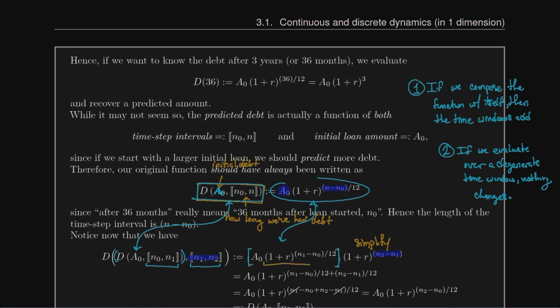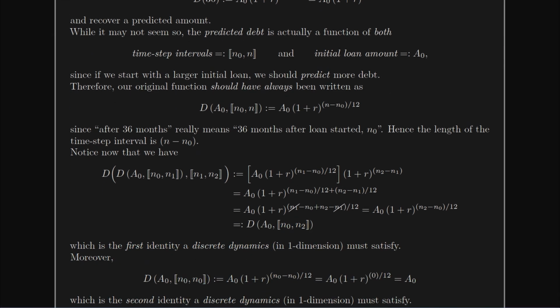Well, I've got my 1 plus R terms, and both 1 plus R terms are exponentials of the same base, so I can add their exponents, and what we see is we have a positive n1 over 12 and we have a negative n1 over 12. Those two n1s are going to cancel. What we're going to be left with is n2 minus n0 over 12. And if we think about what this equation actually is, this equation is just the debt over the larger time window, n0 to n2.